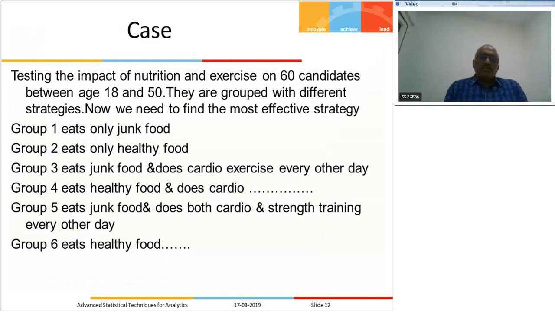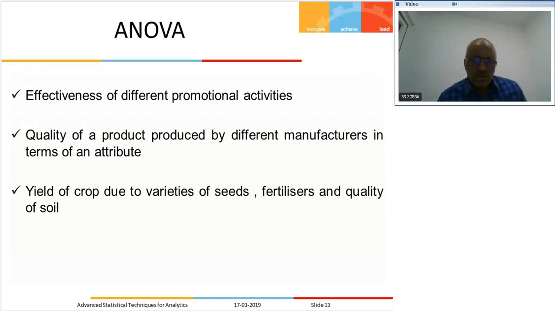Something like this. One example I took from one of the textbooks. So some strategies are there. Whether all are having equal impact, strategy is fine. Suppose some kind of analysis if you want to do, so then what to do? Such kinds of scenarios, then we have to go for the analysis of variance concept, which we are going to discuss. So some other example, effectiveness of different promotional activities.